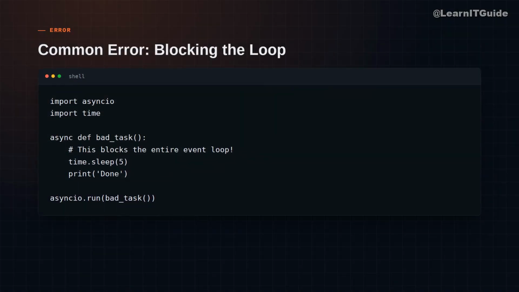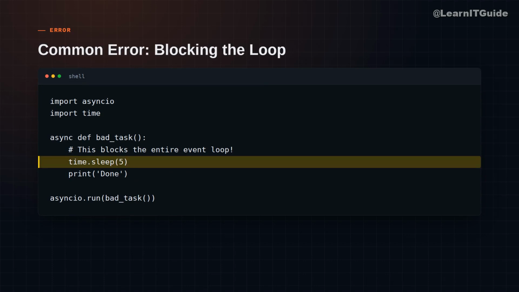A common mistake is accidentally blocking the event loop. In this code, we use time.sleep instead of asyncio.sleep. Because time.sleep is a synchronous operation, it freezes the entire thread. The event loop cannot switch tasks because the CPU is stuck in that sleep call.